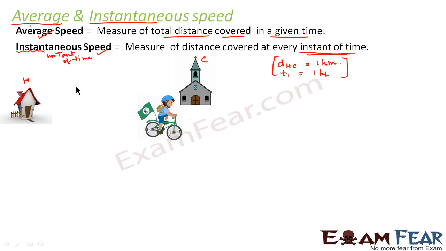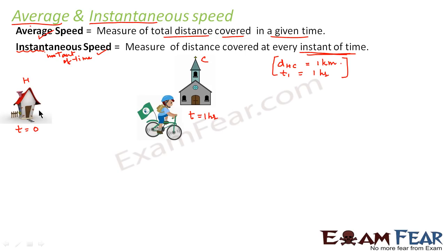Now, what will be the average speed and the instantaneous speed in this case? This is his home and this is the church. When Ronnie starts from his home, we consider that t is equal to 0. That means that was the time from which we started calculating time, so the time covered was 0. This was his initial point. He took 1 hour to cover the distance till the church, so when he reached the church, the time elapsed was 1 hour.